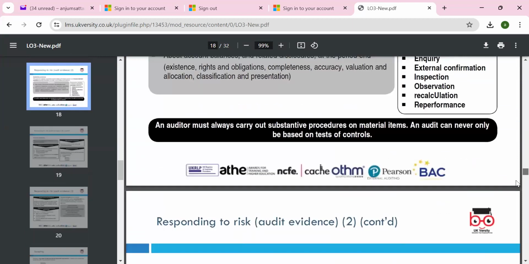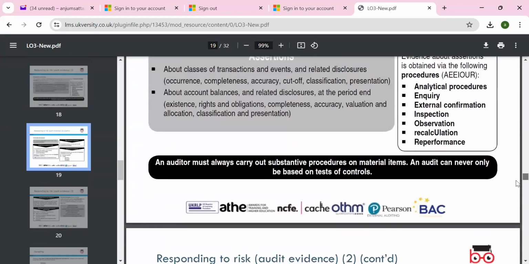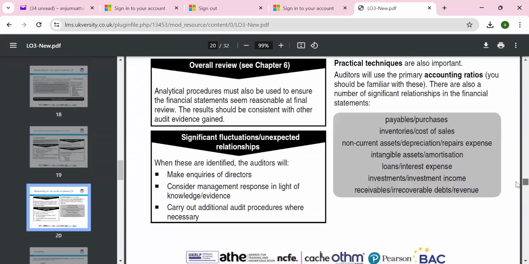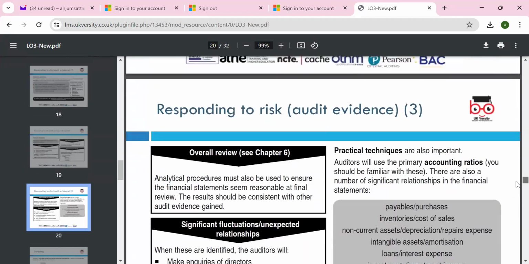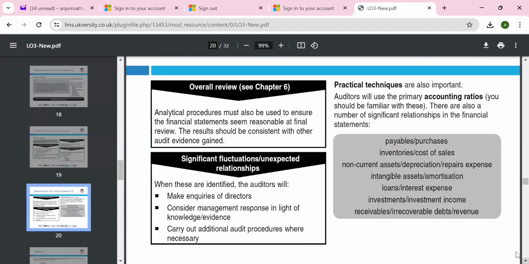So we can look at the overall views. Analytical procedures must be used at the final review stage to ensure the financial statements are reasonable, and the results should be consistent with other audit evidence gained. Where there are significant fluctuations, identify the details and make inquiries of directors, consider the management response in light of knowledge and evidence, and carry out additional audit procedures where necessary. So we can think about accounting ratios. You should be familiar with these. We can look at significant relationships in the financial statements: payables, purchases, inventories, costs, current and non-current assets, tangible and intangible.